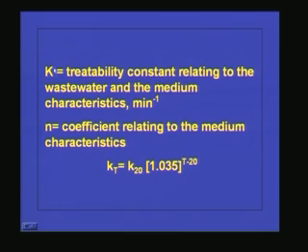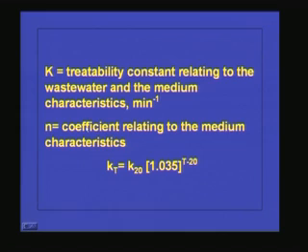So this K will be taking care of the biomass concentration in the media as well as how efficient the biomass is to remove the organic matter present in the system, or it will be taking care of the biomass concentration as well as the specific substrate utilization rate. And n is a coefficient related to the medium characteristics, and this K value, that means the rate of substrate utilization, is a function of temperature.